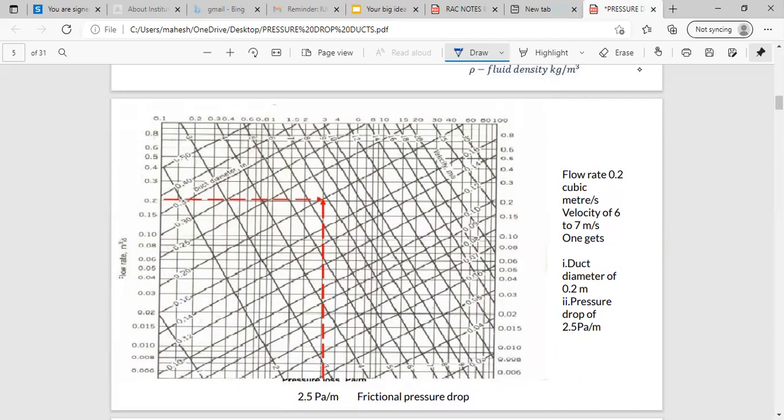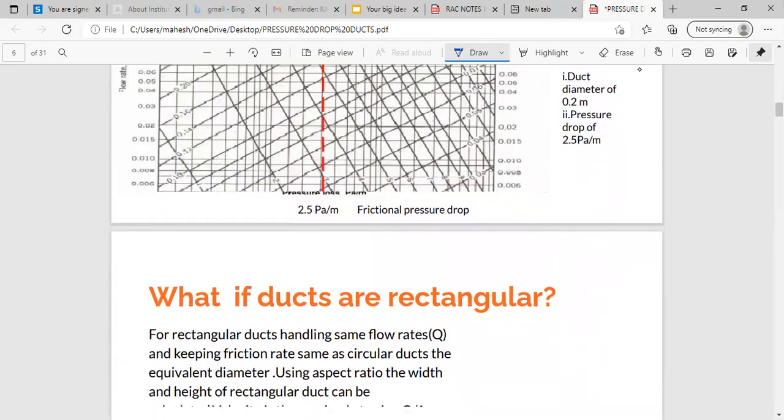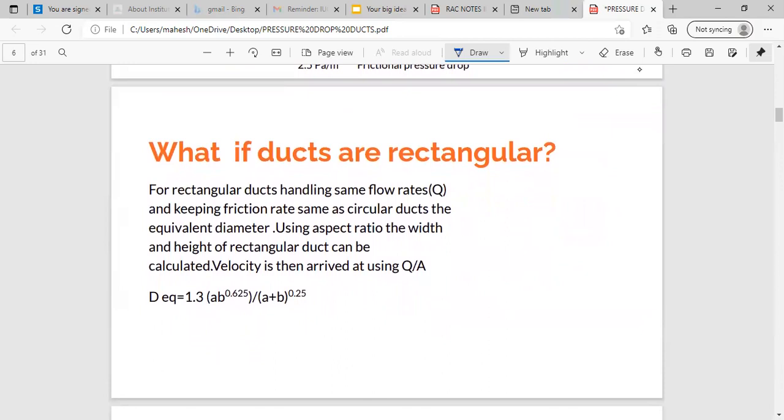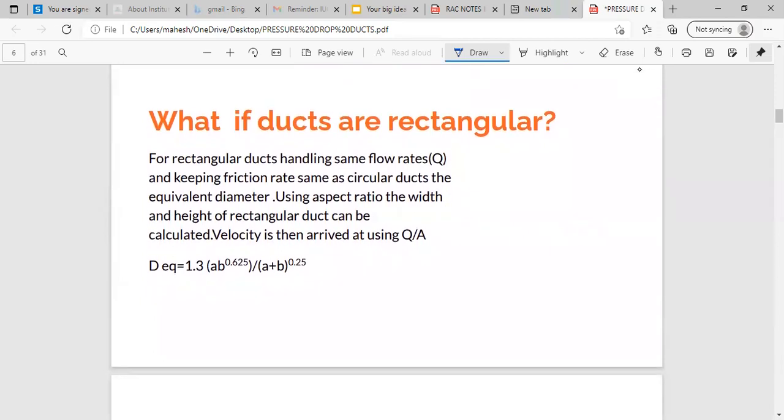So this friction chart would help us calculate the pressure drop in circular ducts, but if the ducts are rectangular, then also this friction chart can be used by first calculating what is known as the equivalent diameter. The equivalent diameter can be calculated by knowing the dimensions A and B, the cross section of the rectangular duct.